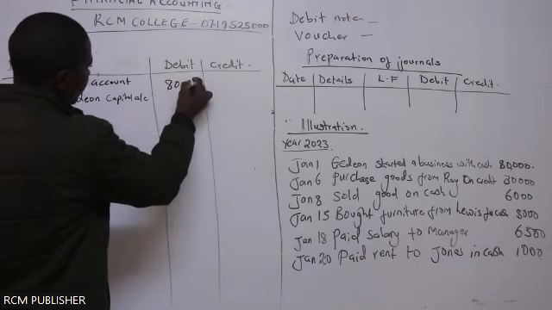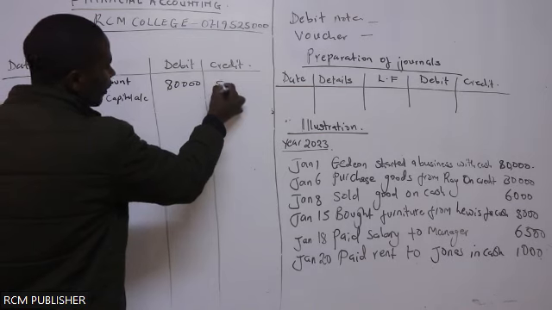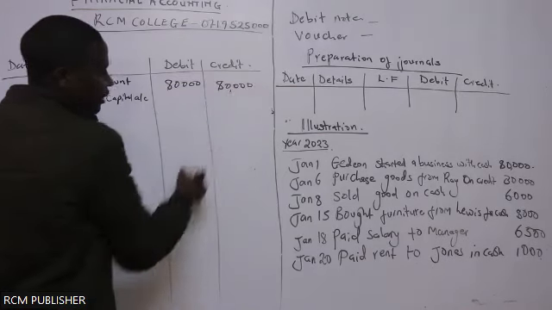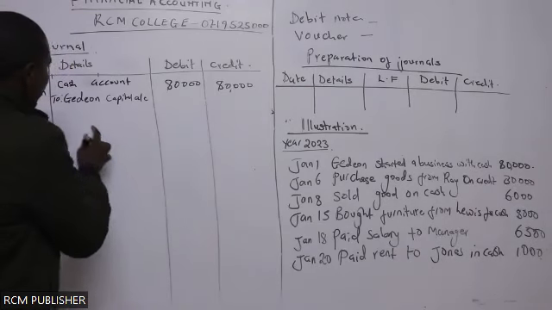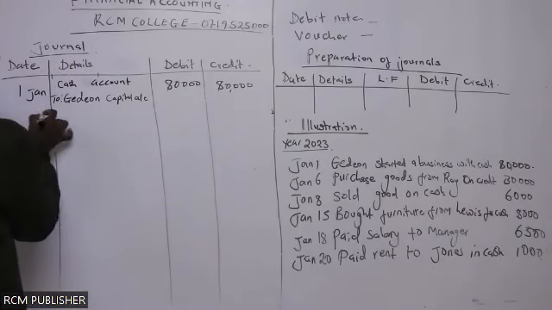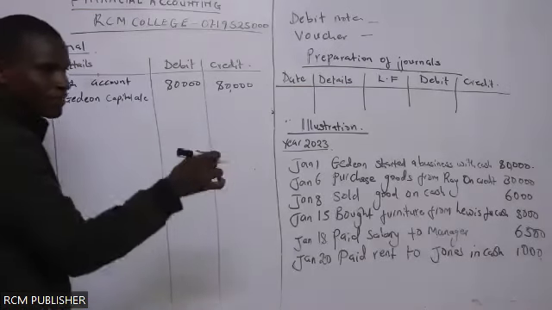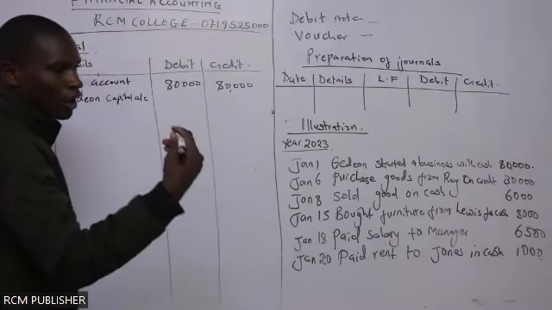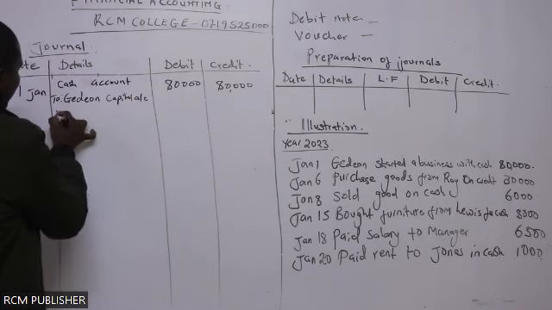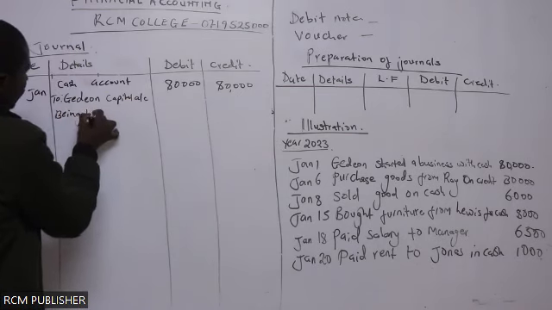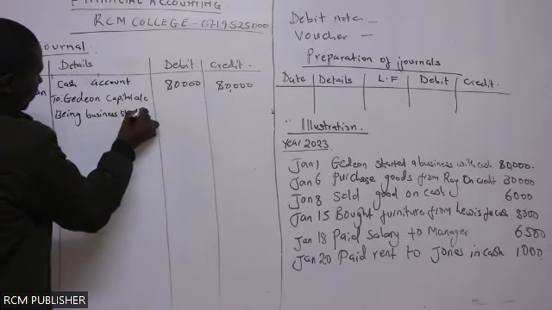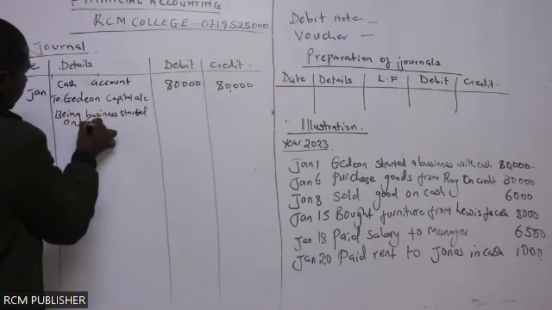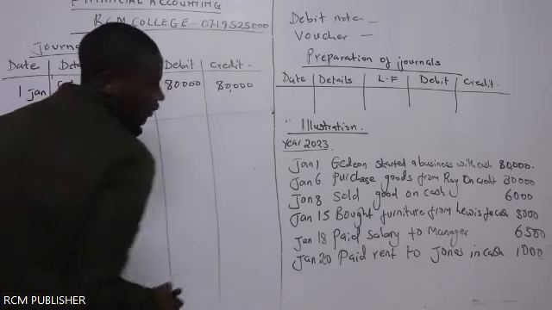80,000. You debit 80,000. You also credit 80,000. And then you give a narration. Being business started on cash. He has started the business with cash. Then you close.